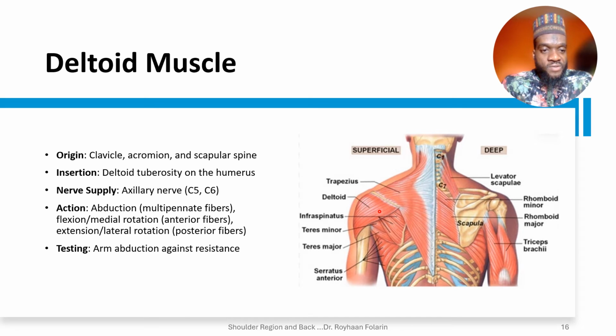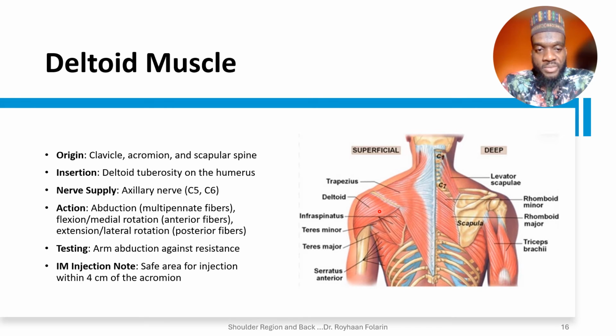So a good testing for the deltoid muscle arises during abduction of the arm against resistance, and it's also a common and safe area for intramuscular injection, so about 4 centimeters away from the acromion of the scapula.